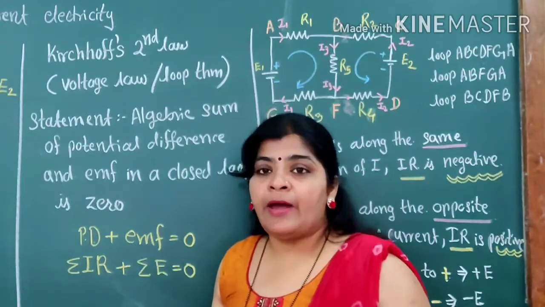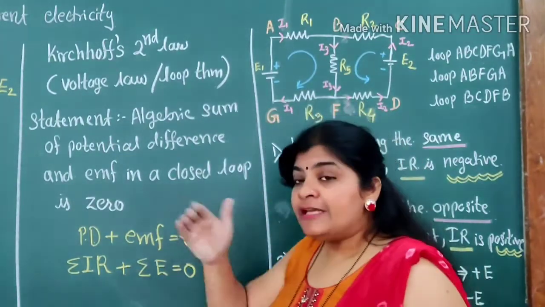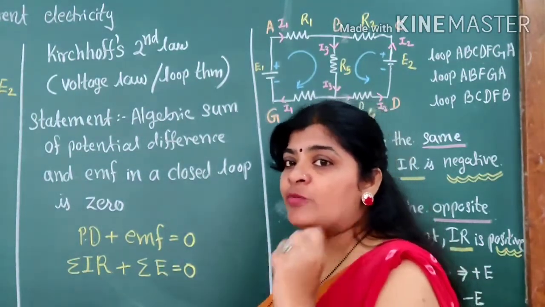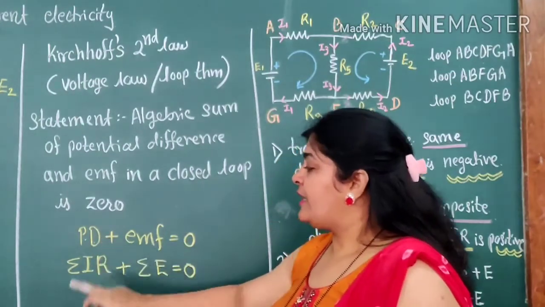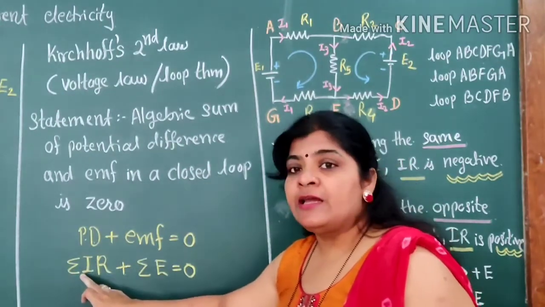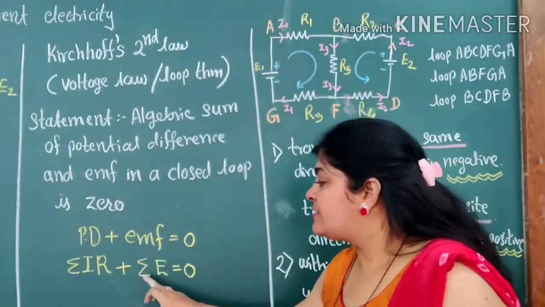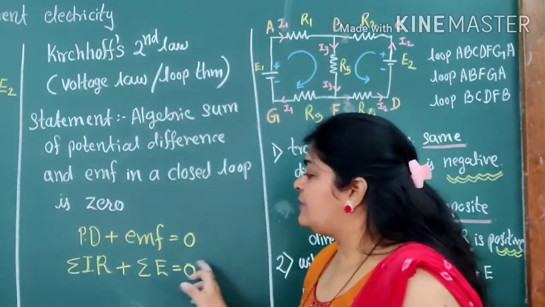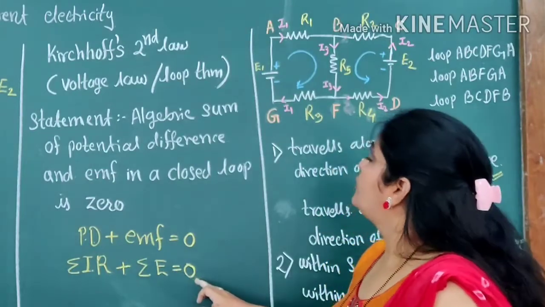Maybe one battery, two batteries or more batteries are connected in a loop. The addition of the EMF and the product of current and resistance, that is the potential difference, gives 0. That's why we can say that the algebraic sum of the potential difference, that is summation of IR, and the EMF, that is summation of E, is equal to 0. And that's the mathematical statement: summation of IR plus summation of E is equal to 0.